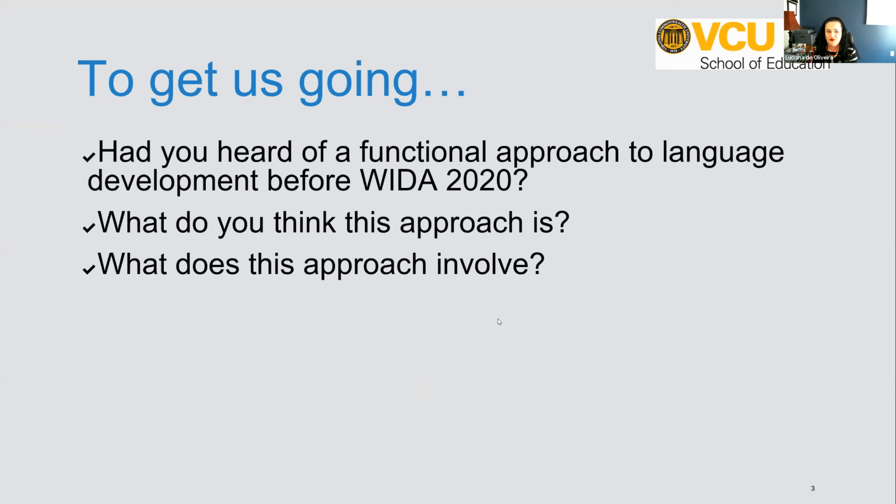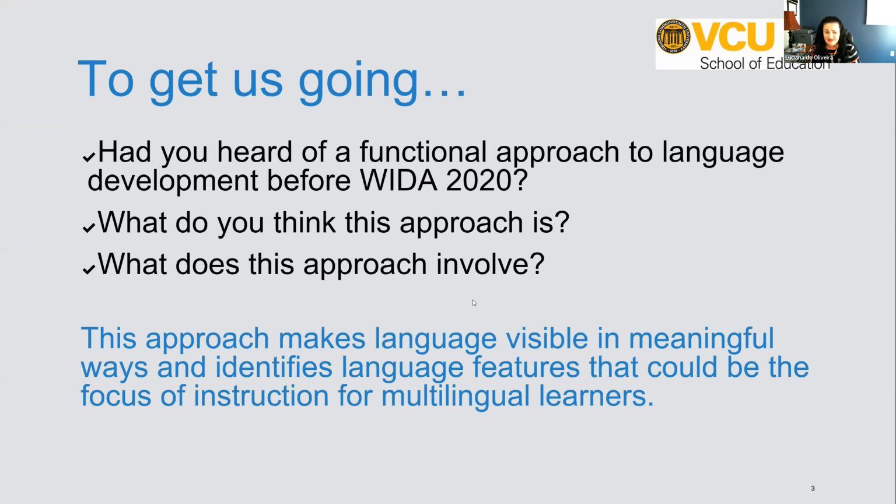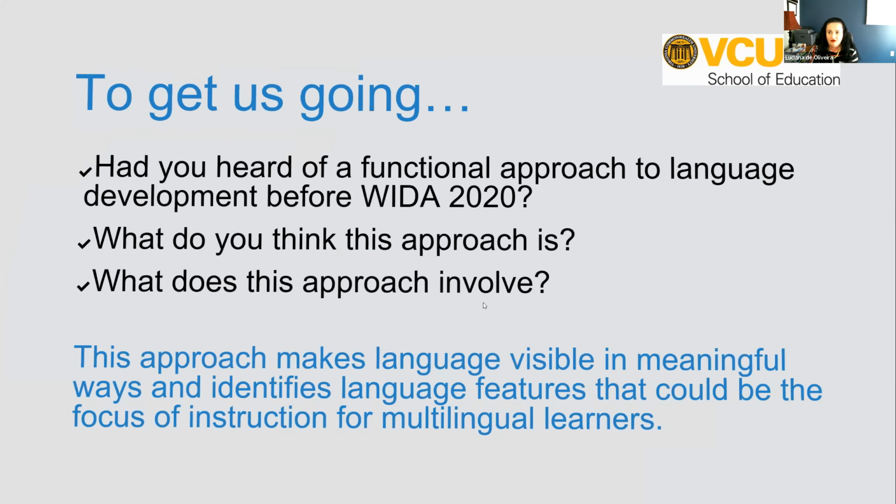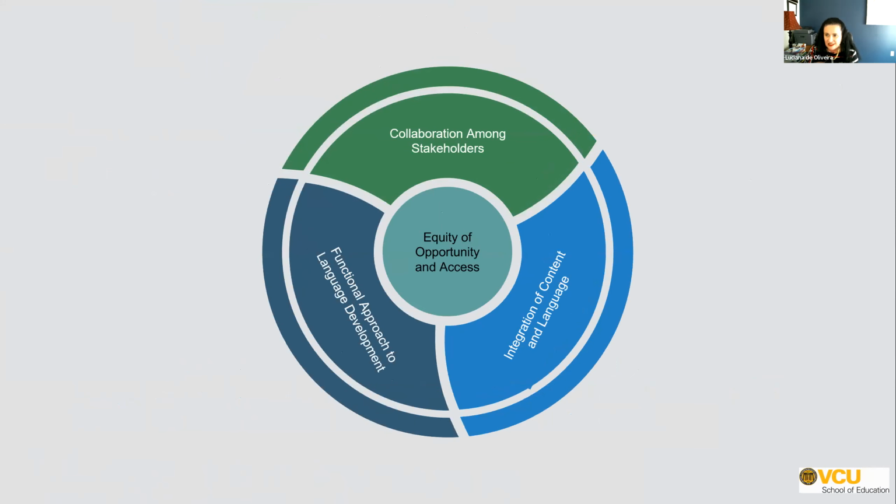approach before WIDA 2020. This approach makes language visible in meaningful ways and identifies language features that could be the focus of instruction for multilingual learners. So we talk about language functions and features, just like the WIDA standards do. So I'm going to go ahead and talk a little bit more about WIDA and the big ideas.